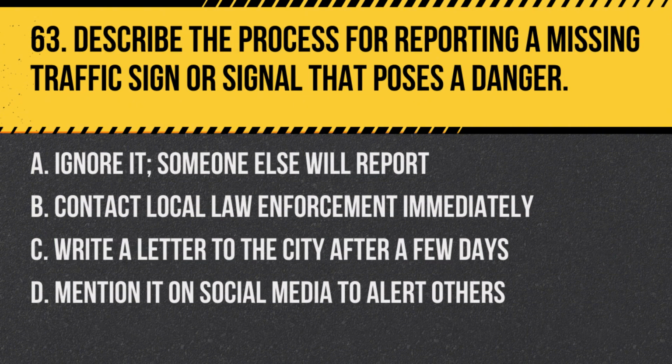Question 63. Describe the process for reporting a missing traffic sign or signal that poses a danger. A. Ignore it. Someone else will report. B. Contact local law enforcement immediately. C. Write a letter to the city after a few days. D. Mention it on social media to alert others.